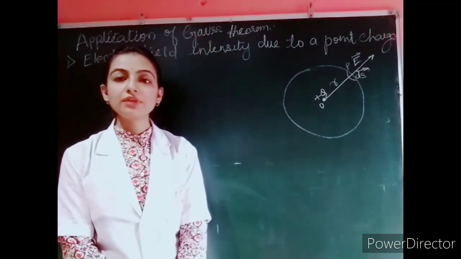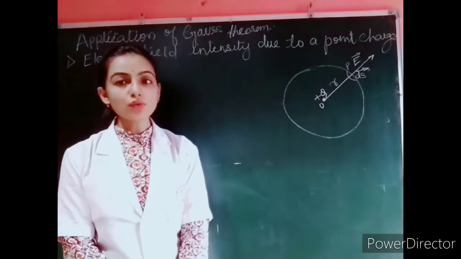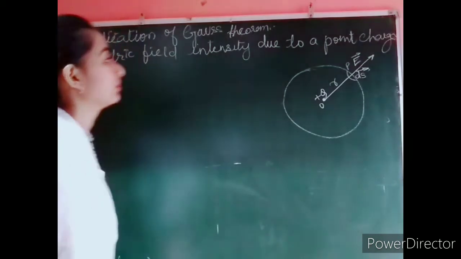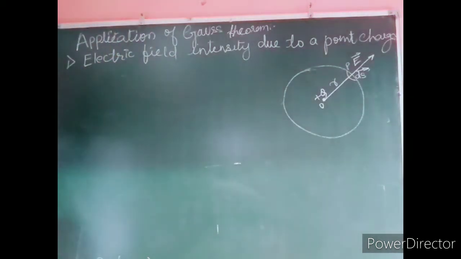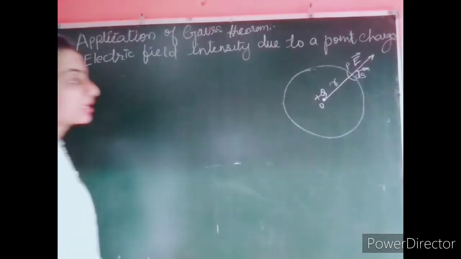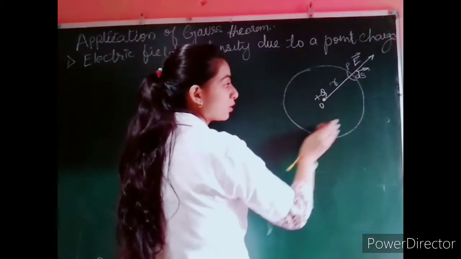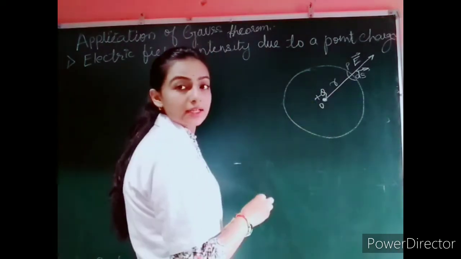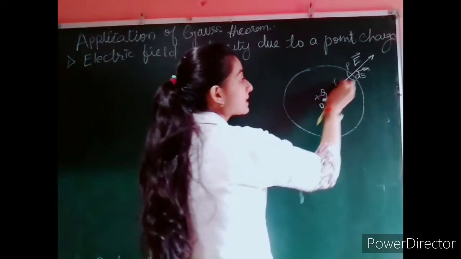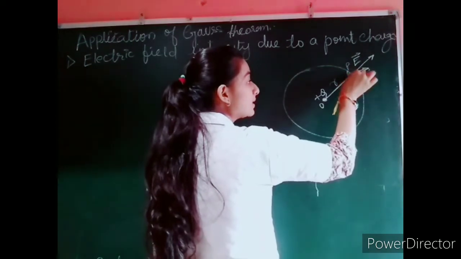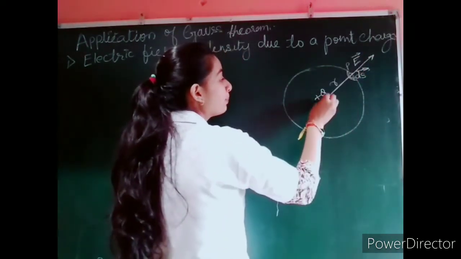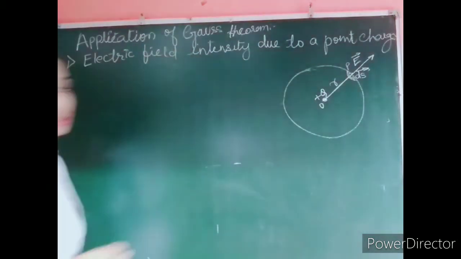In the previous session we have completed some cases of Gauss theorem. Now we have applications of Gauss theorem. Our first application is electric field intensity due to a point charge. Now we have considered a closed surface whose center is O, radius R, and a small area that is ds, intensity E and charge plus q.